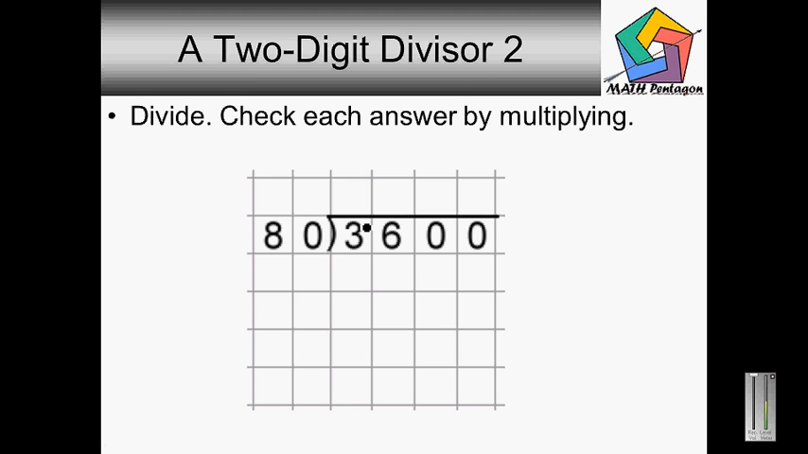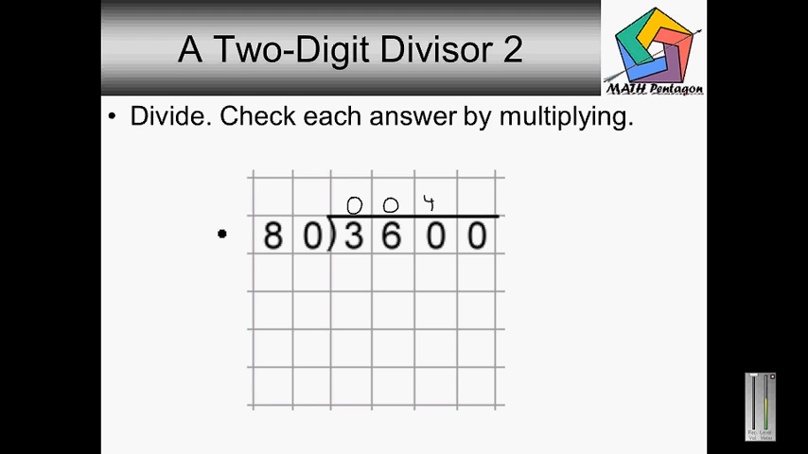Here we want to divide and check each answer by multiplying. So we have, again, a two-digit divisor. So does 80 go into 3? No, it doesn't. So you put a 0 on top. Does 80 go into 36? No, it doesn't. Does 80 go into 360? Yes, it does. And the closest number would be 4.